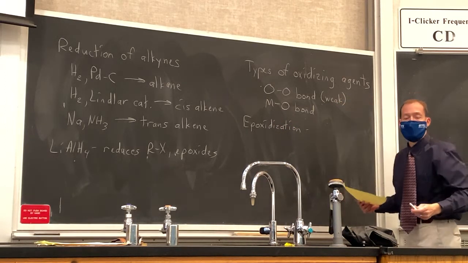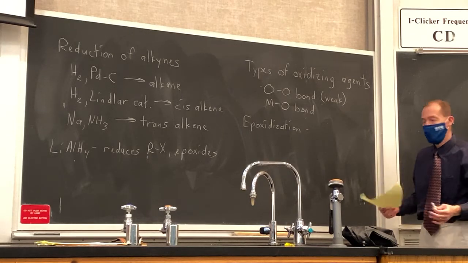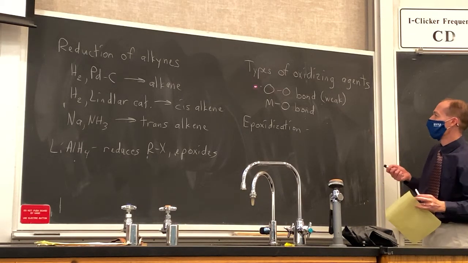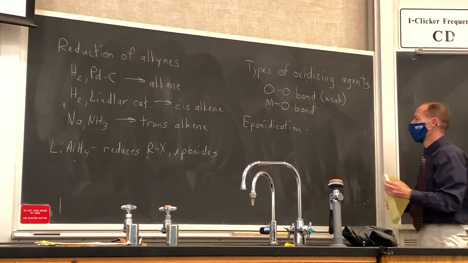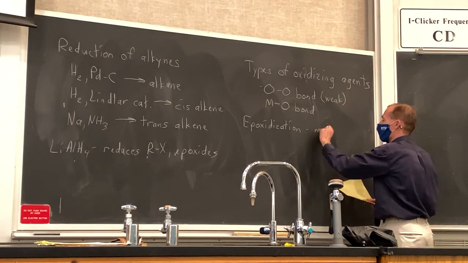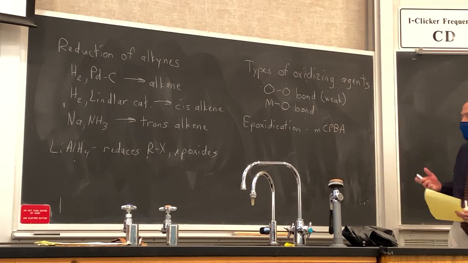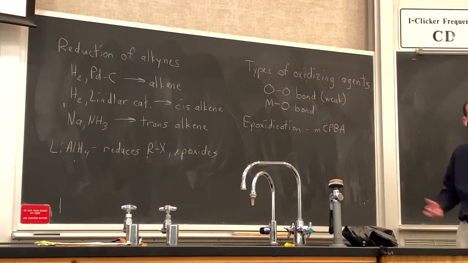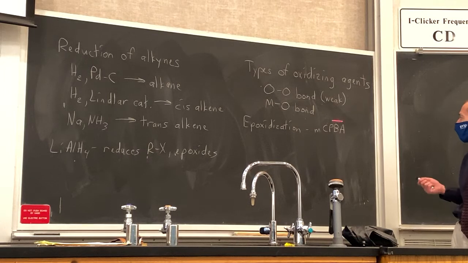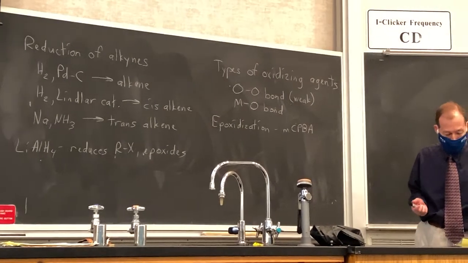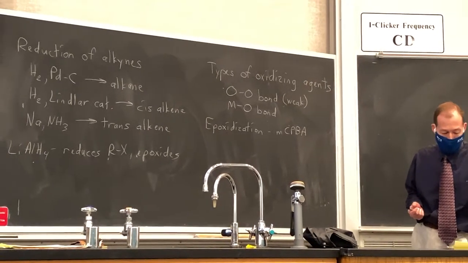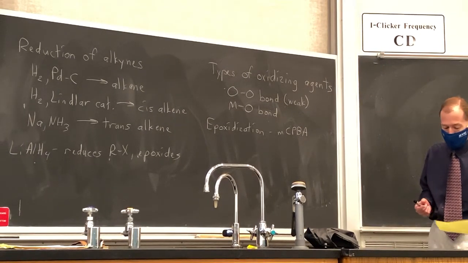And the epoxidation reaction uses peroxy acids as the oxidants, compounds with an oxygen-oxygen bond. The most common peroxy acid is MCPBA. So you can use the abbreviation. You'll probably see the abbreviation. But if you were asked to draw the mechanism or understand the mechanism, you would want to know the structure of that compound.